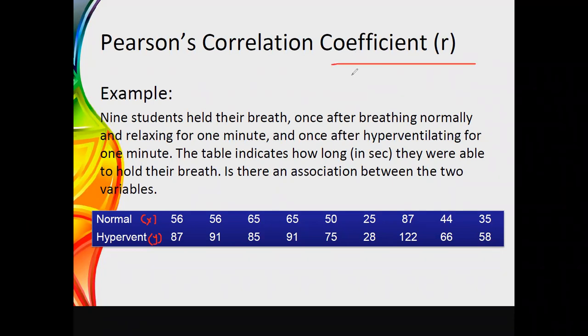What you need to do first is write it in column manner. In the first column, you can put the normal data, and in the next column, the hyperventilating data. Thereafter, you need to calculate three columns: the xy column, the x squared column, and the y squared column have to be calculated by yourself. Then at the end of these calculations, you need to take their summations.